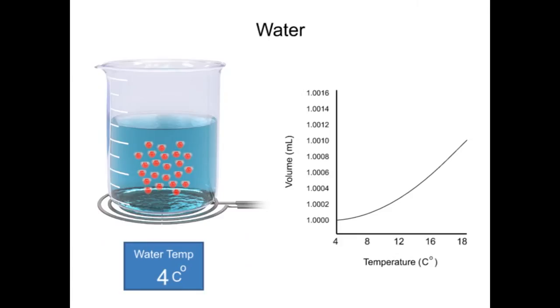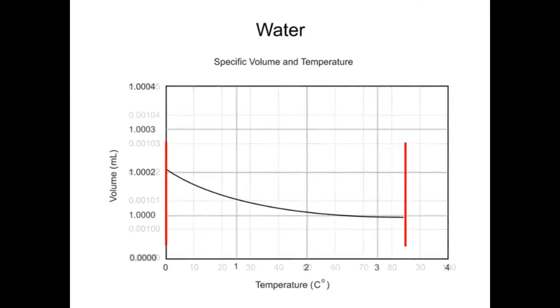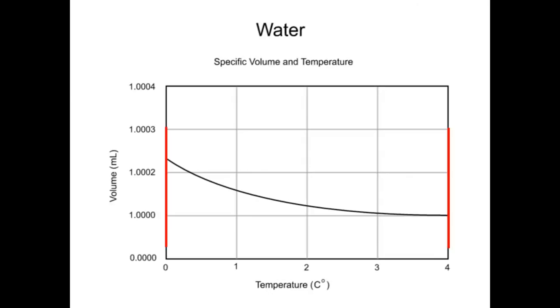This graph shows how the volume of water expands as its temperature increases from 4 degrees Celsius to 18 degrees Celsius. Here is a graph showing the increase of water volume over a larger range of temperatures. However, there is an important anomaly that should be noted. When you zoom in on the graph between 0 and 4 degrees Celsius, you'll notice that there is no expansion in this range. In fact, there's a slight decrease in volume.